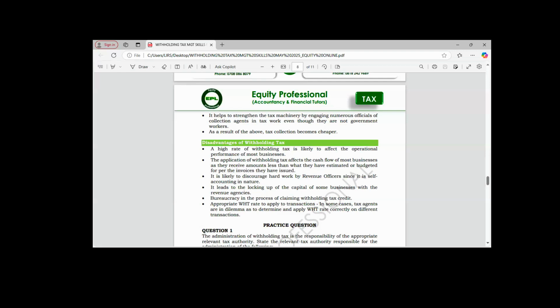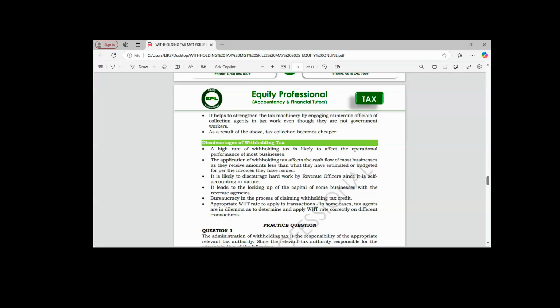Appropriate withholding tax rate to apply to a transaction. In some cases, tax agents are in dilemma to determine and apply. Some taxpayers don't know what rate is applicable to some of these transactions. So those are the information that you are expected to know as far as withholding tax is concerned. Any question?